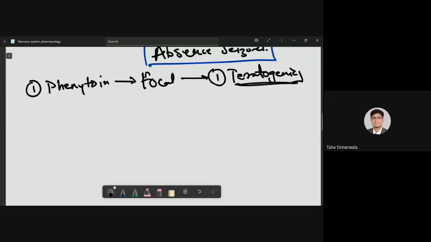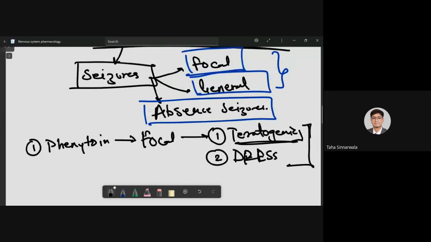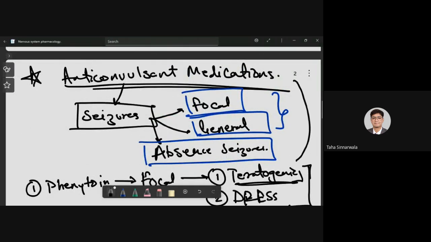The second one that we want to know is DRESS. DRESS is basically a system-wide hypersensitivity reaction because of drugs. Very bad. You'll have a full blown allergic reaction, not good. And interestingly enough, both of these side effects, teratogenicity and DRESS, are similar for all of these anticonvulsant medications. A lot of them have these side effects.